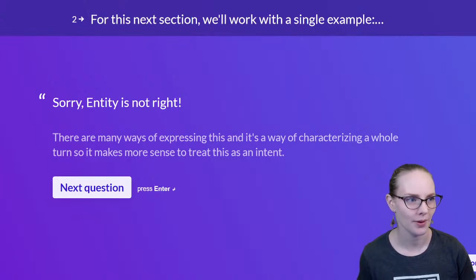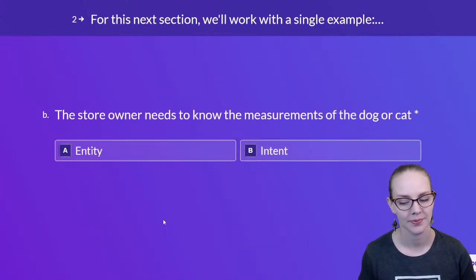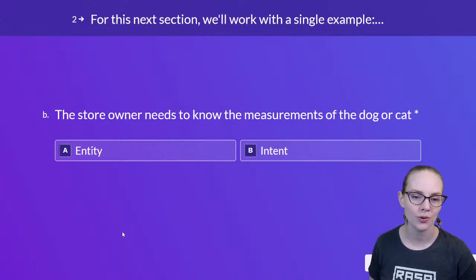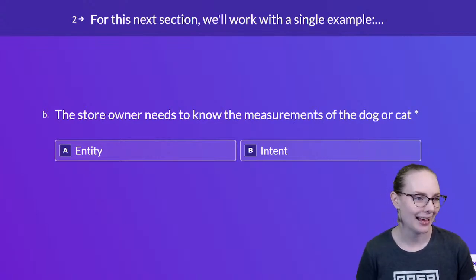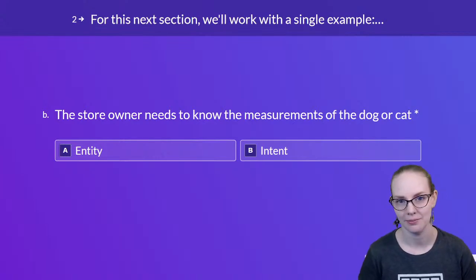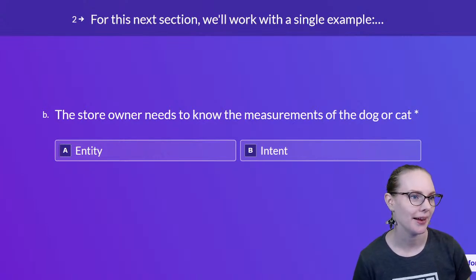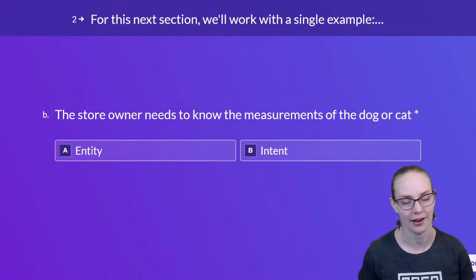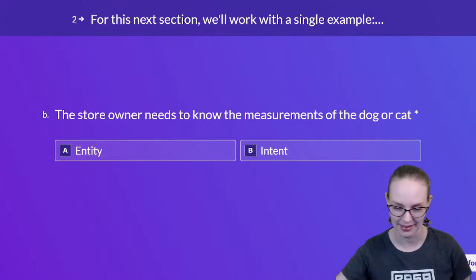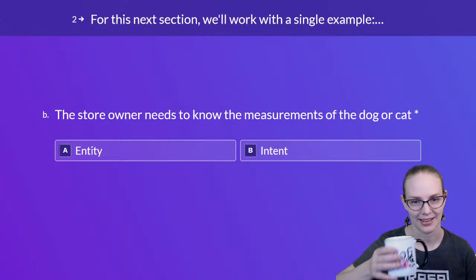All right, so next one, the store owner needs to know the measurements of the cat or dog. So what size is the cat or dog? In maybe inches or centimeters, or maybe their breed sizes, right? Like Chihuahuas are all the same size, or Golden Retrievers are all the same size, or something like that. Give you a chance to think on it.